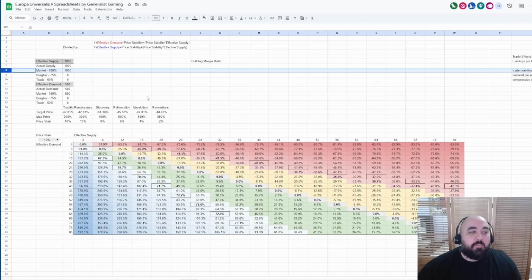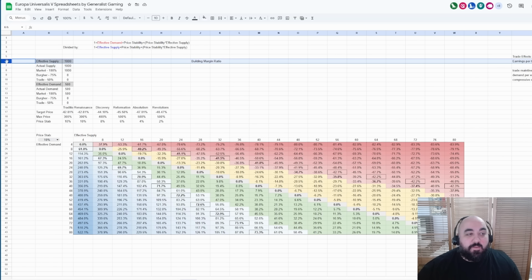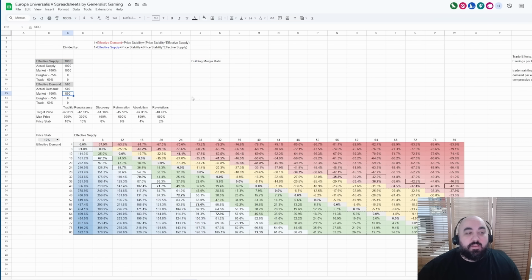1,000's a nice neat number, and this gives us an actual supply of course 1,000, and an effective supply of 1,000 because the weight is 100%. But very little of our consumption was happening within the market. Instead, we had roughly the same amount of actual supply and demand, but we had an effective demand that was much lower.